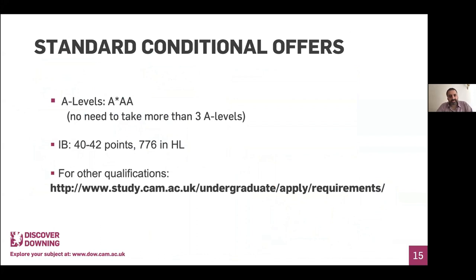So standard conditional offers for history, and typically for many arts subjects, are an A star and 2 A's. If you're doing your A levels, or if you're doing IB, you need to score between 40 to 42 with a 776 in the higher level subjects. And lots more information is available on the university website and on the college website about the entry requirements for candidates. So please feel free to look through those.